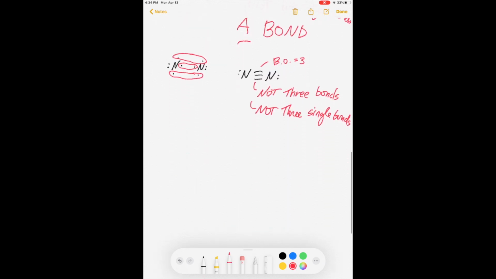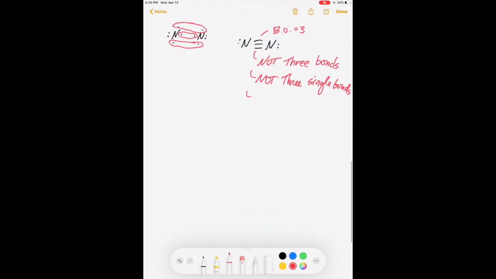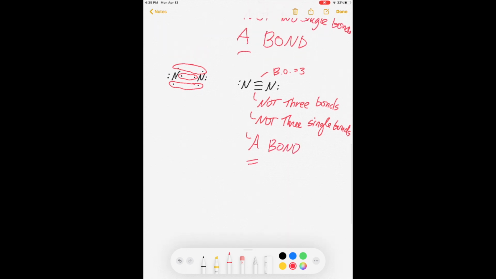So students, this is not 3 bonds. This is not 3 single bonds. This is still just a bond. One. This is one bond. This one bond happens to possess 3 shared pairs of electrons, but it is still just a bond and not 3 bonds together. Remember, each line represents a shared pair in the bond.